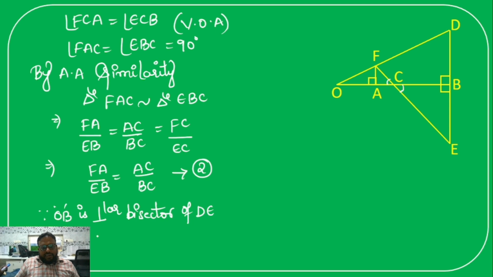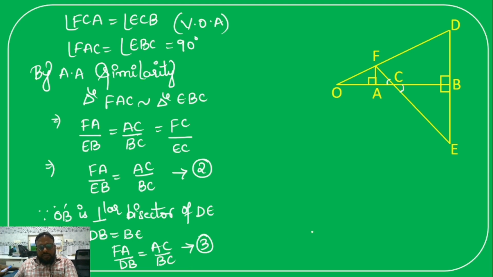So that means I can write here as DB is equal to BE, right? So DB is equal to BE. Now exactly in the place of this EB, I will substitute this one. So in the place of EB, if I substitute DB, I will get FA by DB is equal to AC by BC, right? Now this becomes our third equation.